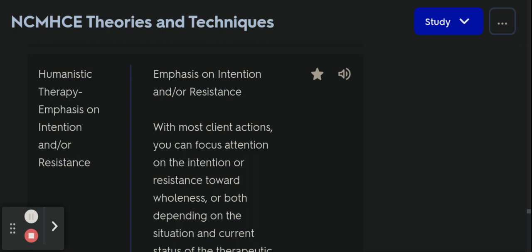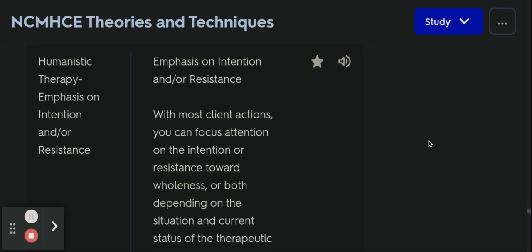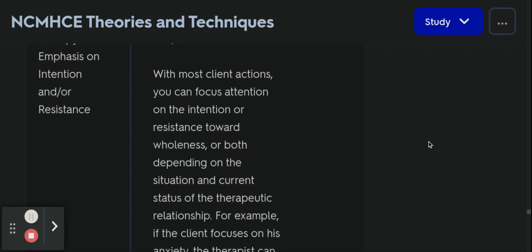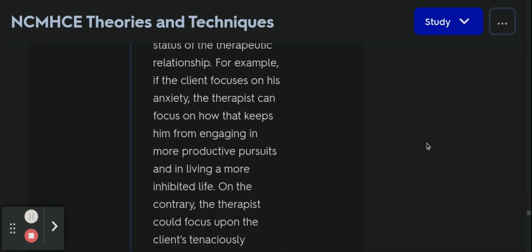Humanistic therapy. Emphasis on intention and or resistance. With most client actions, you can focus attention on the intention or resistance toward wholeness or both, depending on the situation and the current status of the therapeutic relationship.